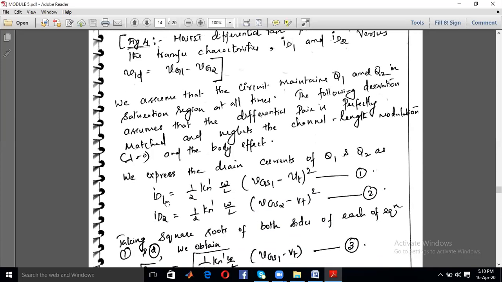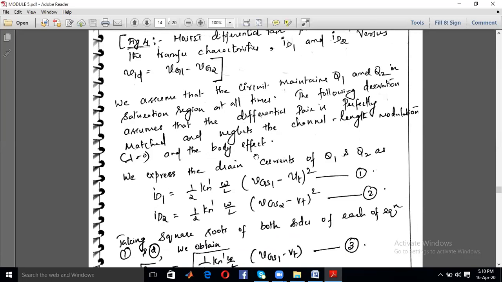So first we will have an equation for ID1 and ID2. To perform the small signal and large signal analysis, we have to assume that both the transistors Q1 and Q2 remain in saturation and that they are matched devices also. The body effect and the channel length modulation effect are neglected for simplification. So there is no body effect and no channel length modulation effect.